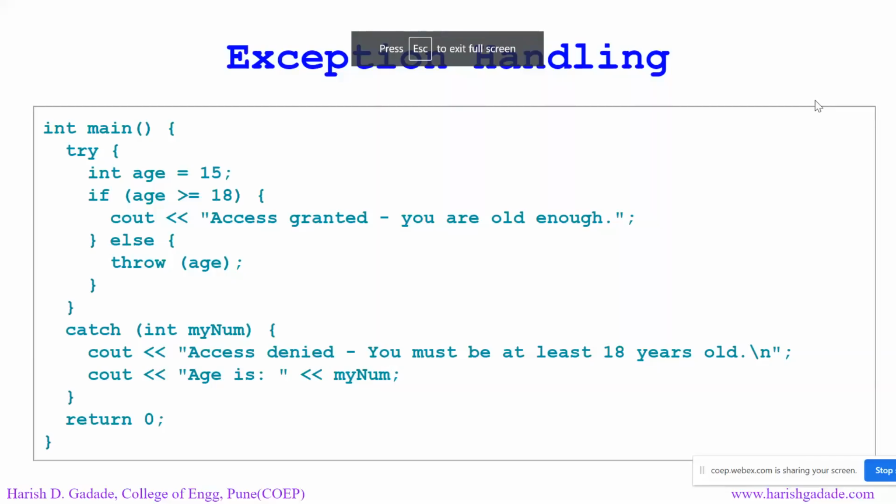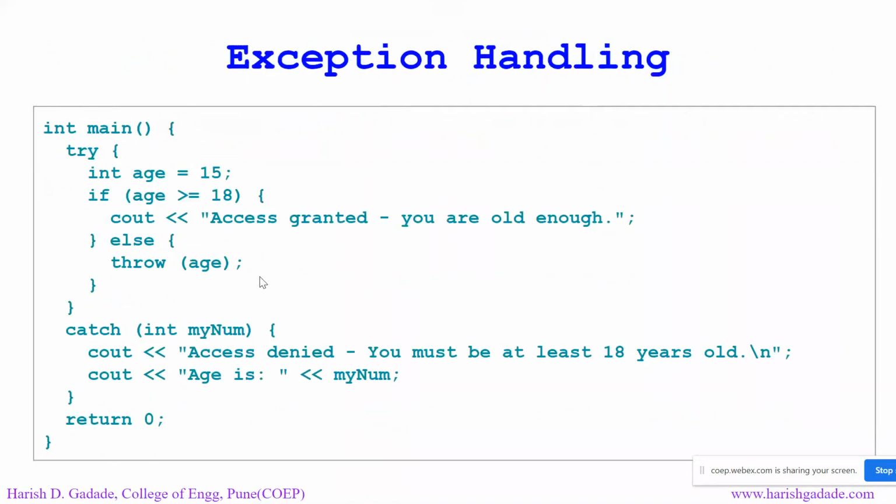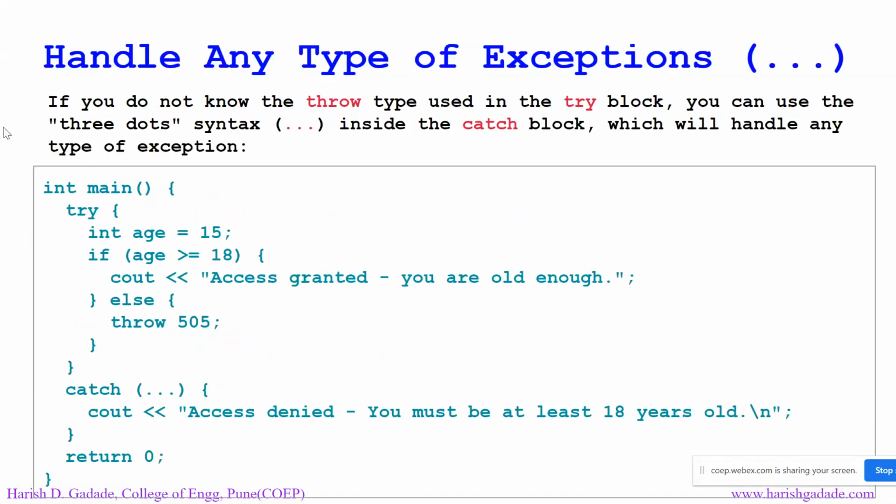You can see here, as I said, if you don't have an idea about the type in catch, if you don't know which type of variable is thrown, then we can put the three dots. Here I have written: handle any type of exception using these three dots. If you do not know the throw type used in the try block, you can use the three dots. The syntax is this one inside the catch block, which will handle any type of exception.